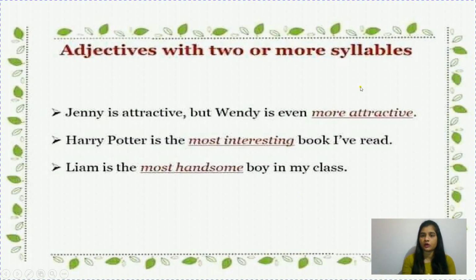Adjective with two or more syllables. Children, see, Jenny is attractive, but Wendy is even more attractive. Children, here you will not write er or est with attractive. Fine, because here we can see there are two syllables, so it will be more attractive or most attractive.